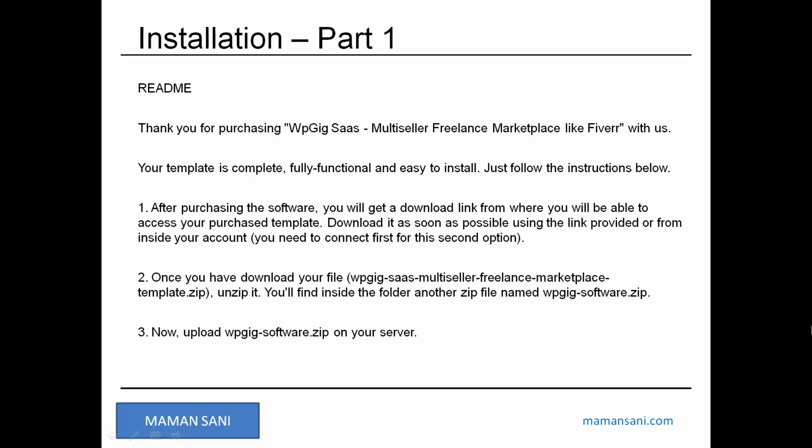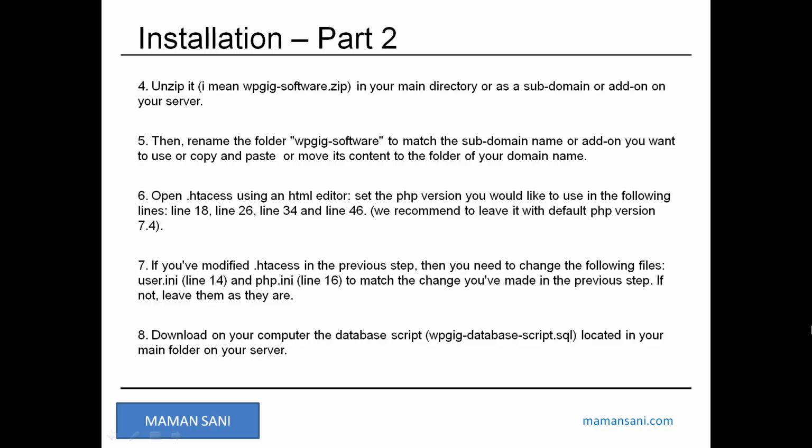wpgig_SaaS_freelance_marketplace_template.zip, unzip it. You will find inside the folder another zip file named wpgig_software.zip. Now upload wpgig_software.zip on your server. Unzip in your main directory or as a subdomain or add-on on your server. Then rename the folder wpgig_software to match the subdomain name you want to use, or copy and paste or move its content to the folder of your domain name.